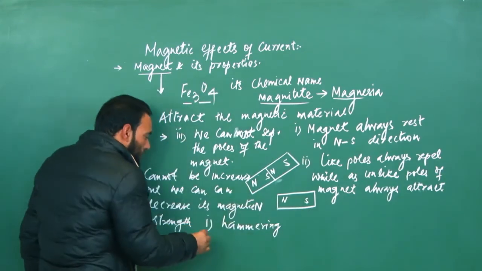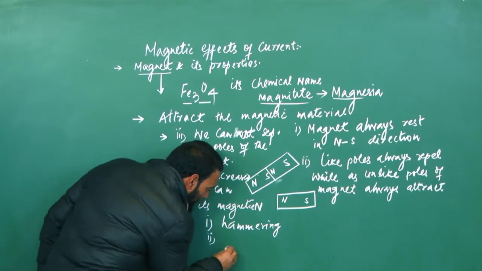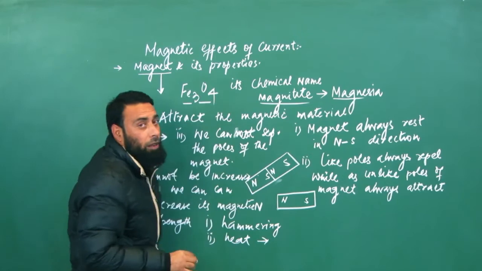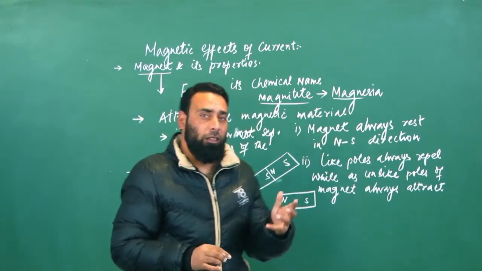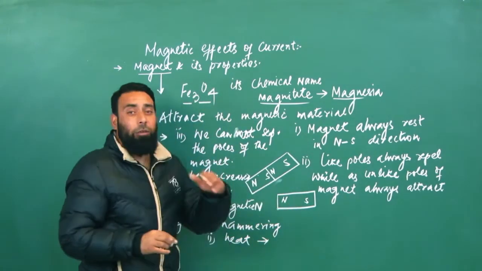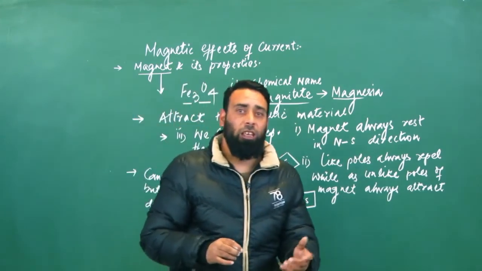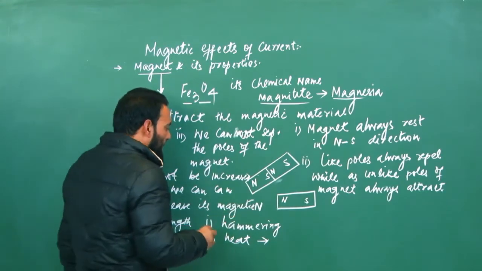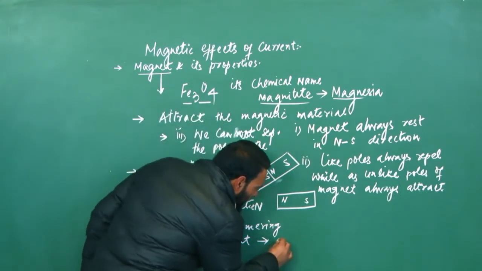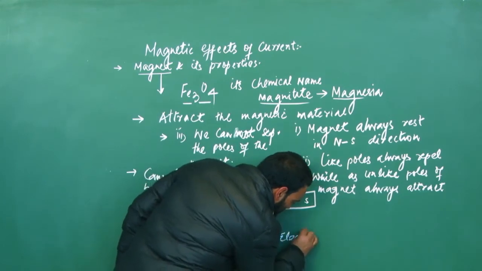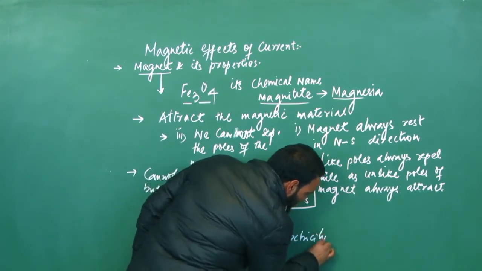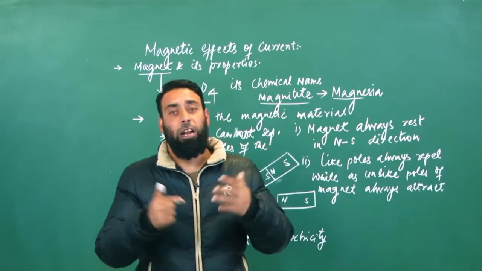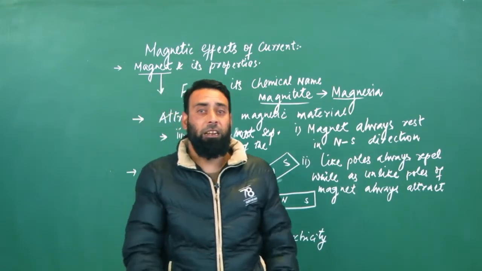Number two, if we heat the magnet by giving heat, what will happen? The domains inside, the tiny magnets inside, will rearrange themselves, or change their positions. So the second important factor which decreases the magnetic strength is heat. And the third important factor is electricity, by giving electric shocks. If we provide electric shocks to a permanent magnet, it loses its magnetic strength completely.